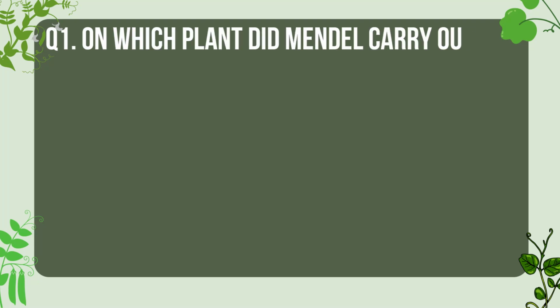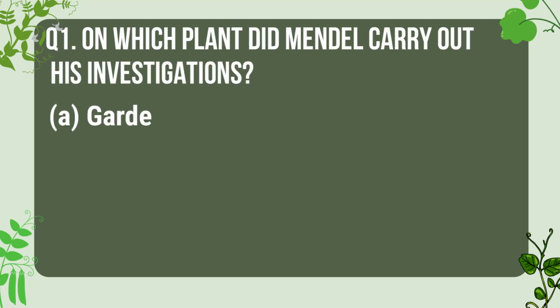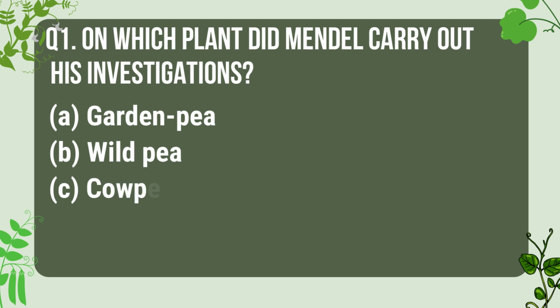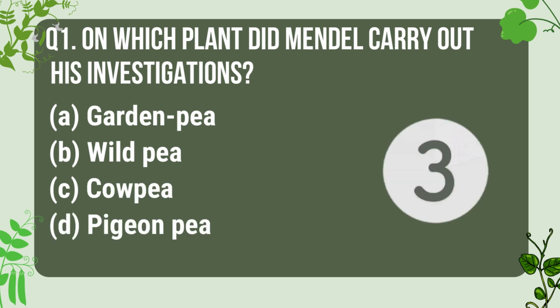On which plant did Mendel carry out his investigations? A. Garden pea. B. Wild pea. C. Cowpea. D. Pigeon pea.